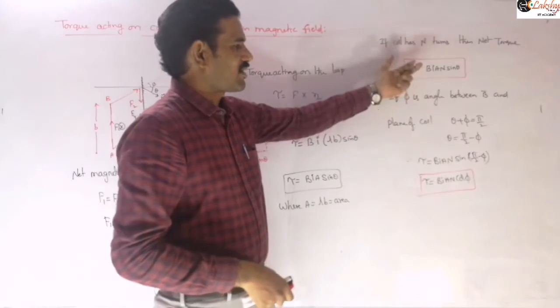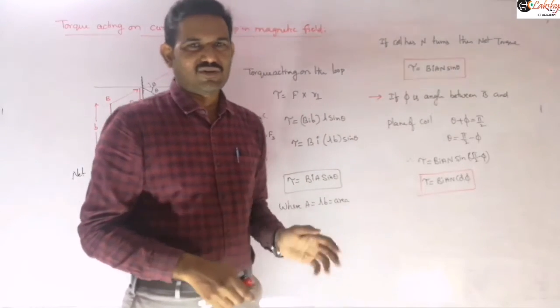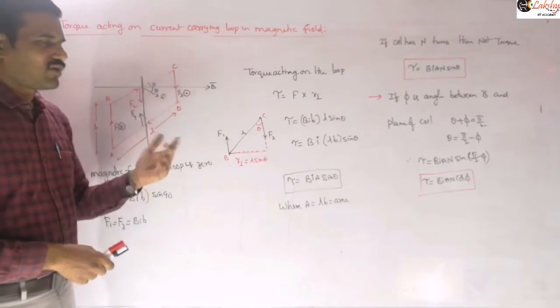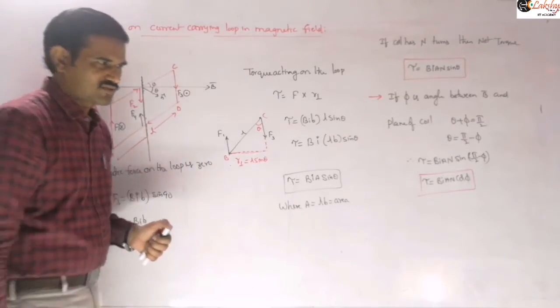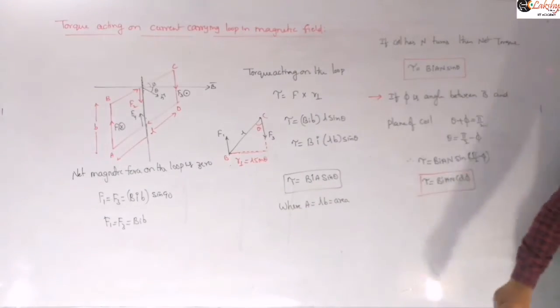Then if the normal to the plane of the coil is given, we need to take this in terms of sin theta, right? So that is the difference between the plane of the coil and the normal to the plane of the coil. And next, let us write this expression here.